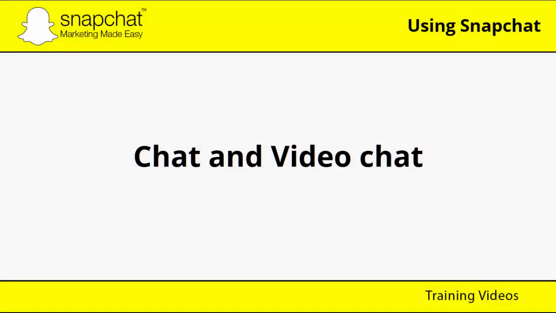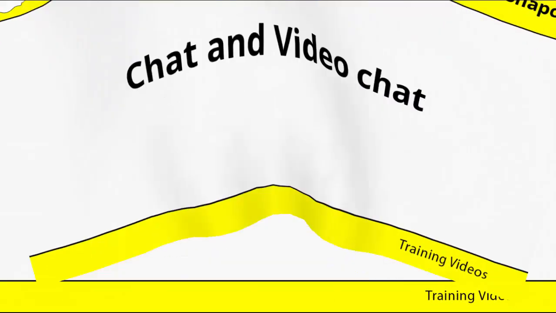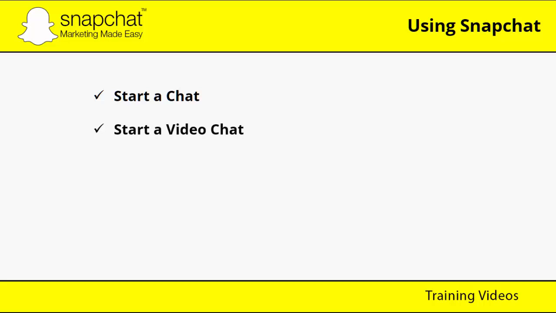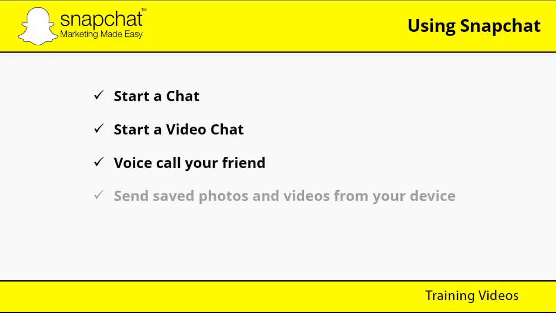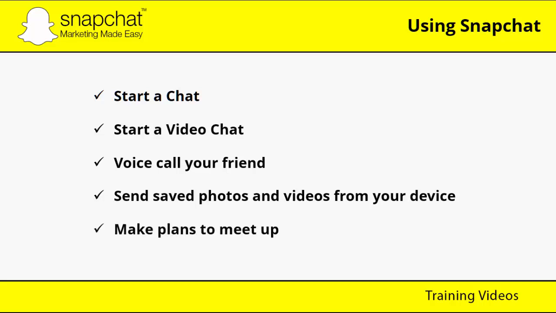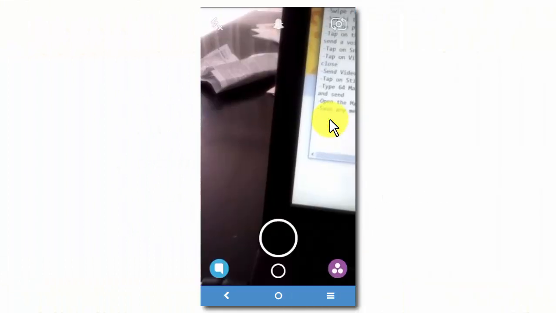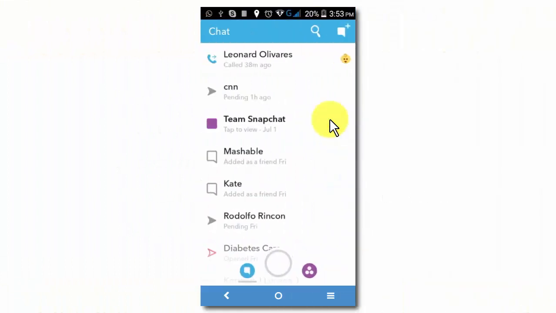Chat and Video Chat. With the Chat and Video Chat function, Snapchat lets you start a chat, start a video chat, voice call your friend, and even send saved photos and videos from your device. More than that, you can make plans to meet up by sending or receiving an address. Open Snapchat and swipe right. You'll be in the chat screen.